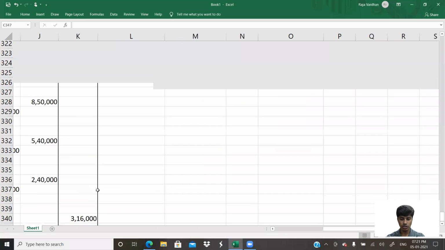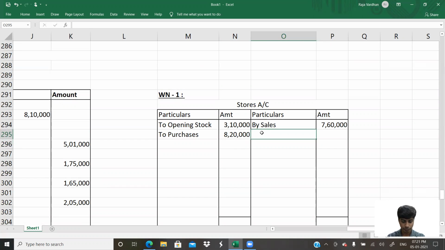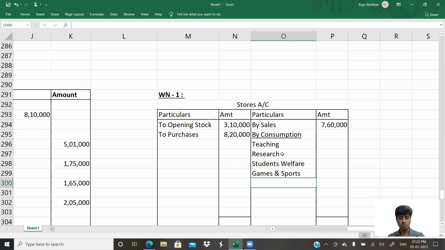Double entry system has to be conferred. So these materials, whatever are consumed, will decrease our stores and it will also be expense. You get that? So here in my stores account, I'll write by consumption. So what is the consumption? This consumption is with regard to teaching, research, then students welfare and games and sports. So here is the credit aspect what will be recorded in the stores account because it's consumed, and this consumption of stores will go to my income and expenditure. That is debit side. How much is it? 52,000.